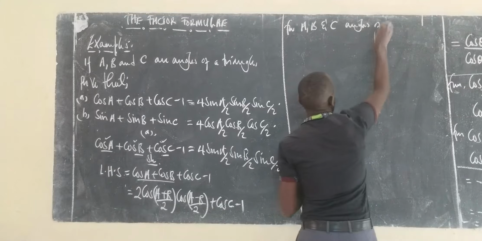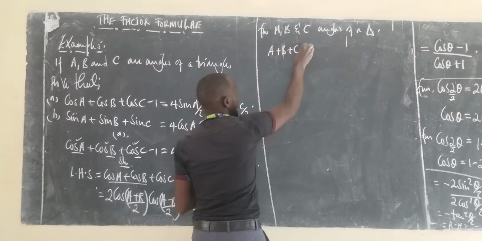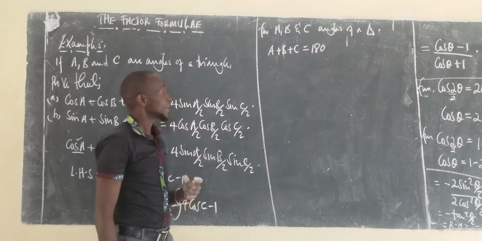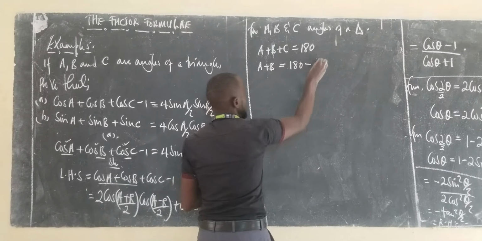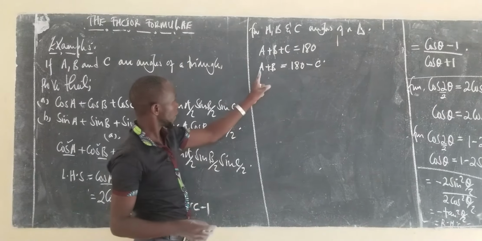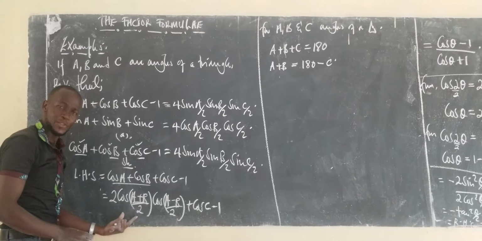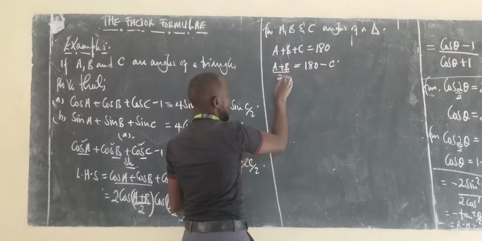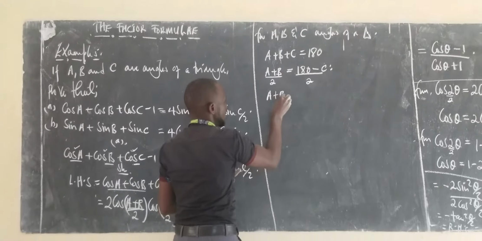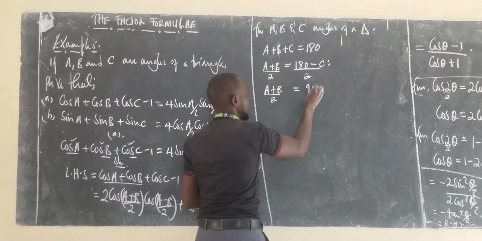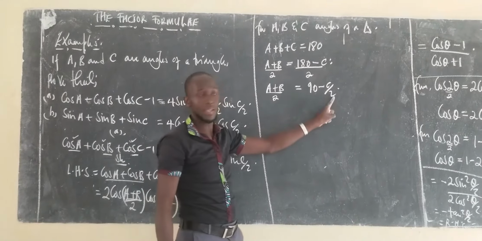angles of a triangle, we shall have their sum, A plus B plus C, giving us 180. In that sense, A plus B shall be 180 minus C. Now we have A plus B just like you see here, and this one is a half angle, divided by 2. So you follow suit. We divide this by 2 and this one by 2. You will have A plus B out of 2 the same as 90 minus C over 2. When you divide 180 by 2, you get 90. When you divide C, it remains.